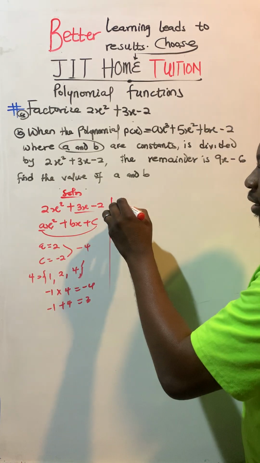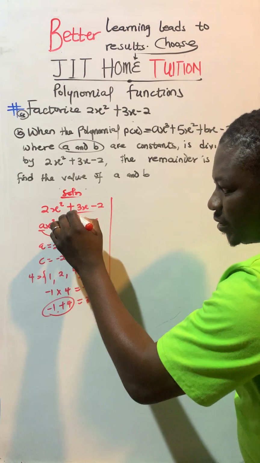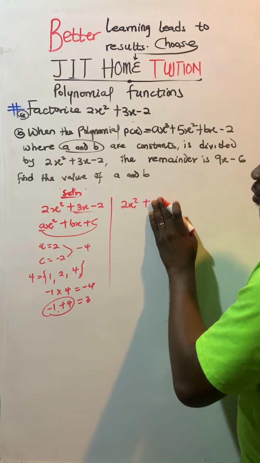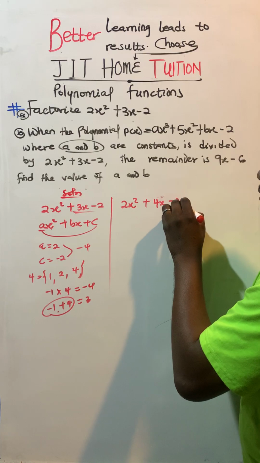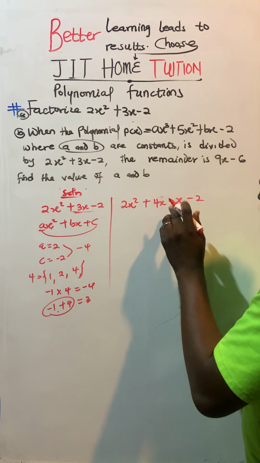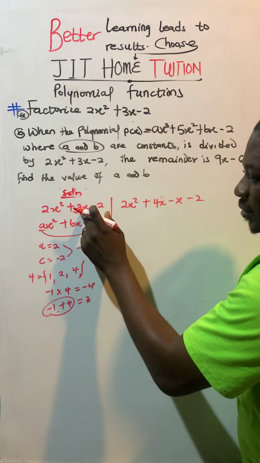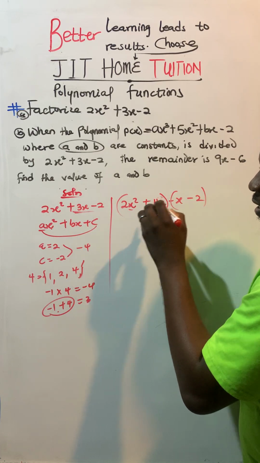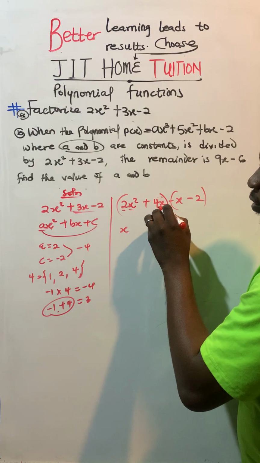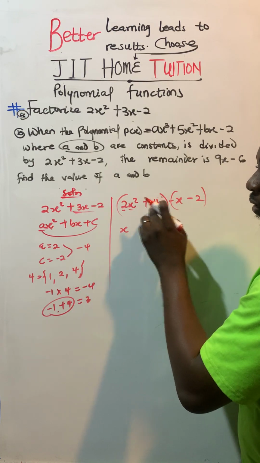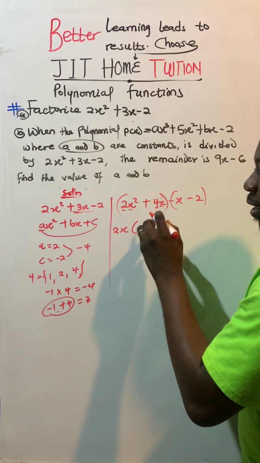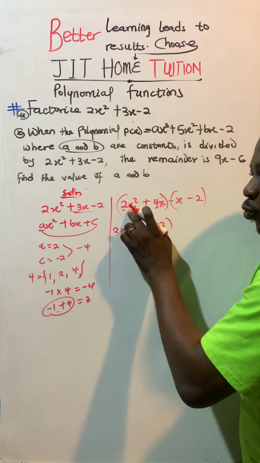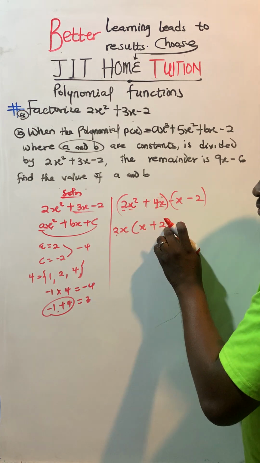So when you come to this side, you are going to replace the middle term, giving you 2x squared plus 4x minus x minus 2. So that when you subtract, you have your 3x. So you put the first 2 in a bracket, the last 2 also in a bracket. Here you factorize: 2x is the common factor, so you have 2x times x to give you 2x squared, 2x times the 2 will give you 4x.